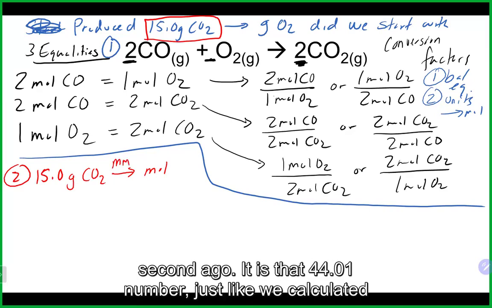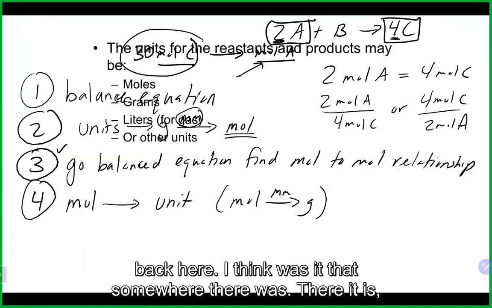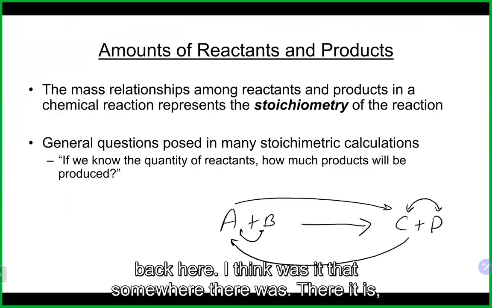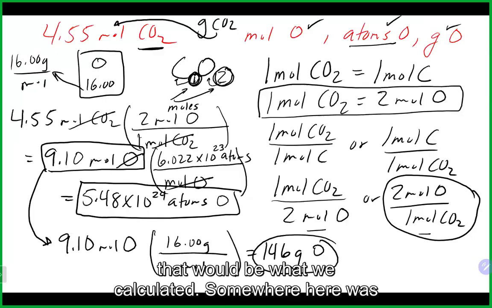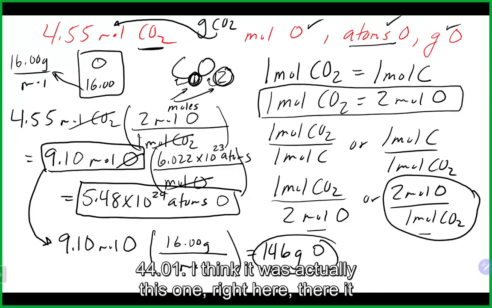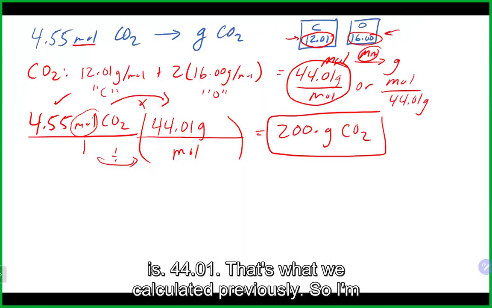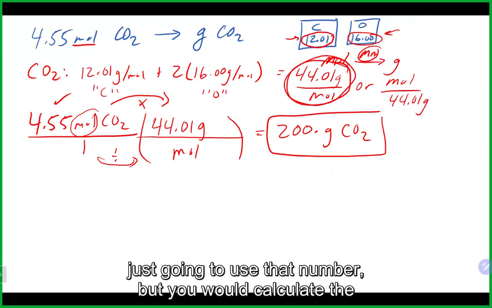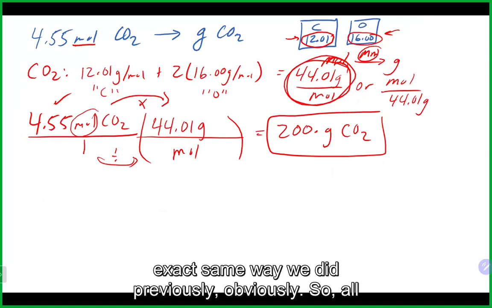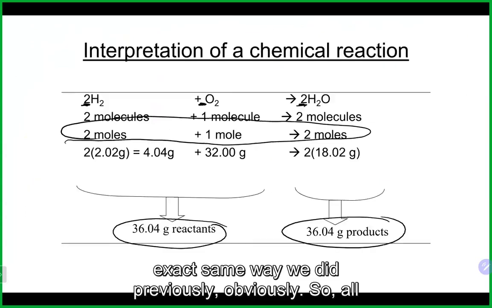It is that 44.01 number, just like we calculated back here. Somewhere there was. There it is. That would be what we calculated somewhere here. It was 44.01. I think it was actually this one right here. There it is, 44.01. That's what we calculated previously. So I'm just going to use that number, but you would calculate the exact same way we did previously, obviously.